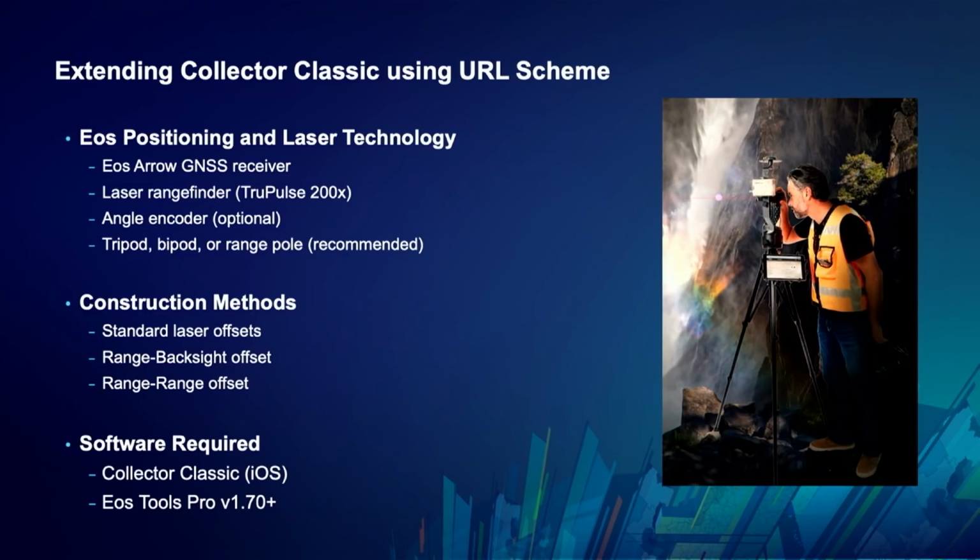This is specifically a company named EOS Positioning, and they reached in to the experience with the URL scheme and extended Collector's behavior to tap into new and exciting different workflows. They've added new construction methods. You can see the list of them there. And let me give you the example that was given to us when we talked to them about it. They have a customer. Their customer's name is American Water.